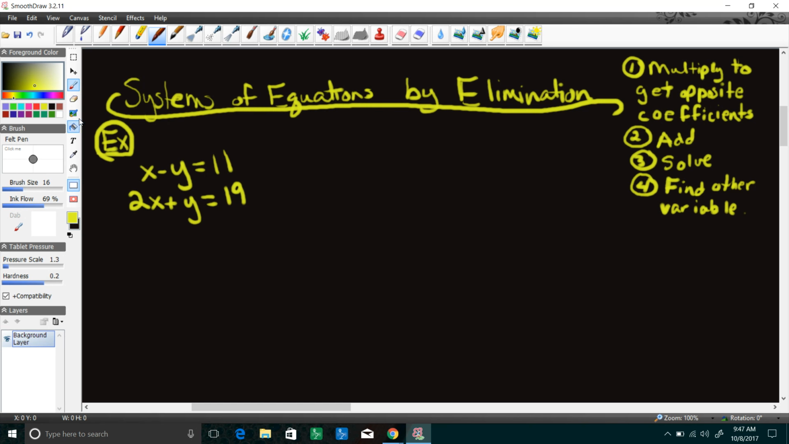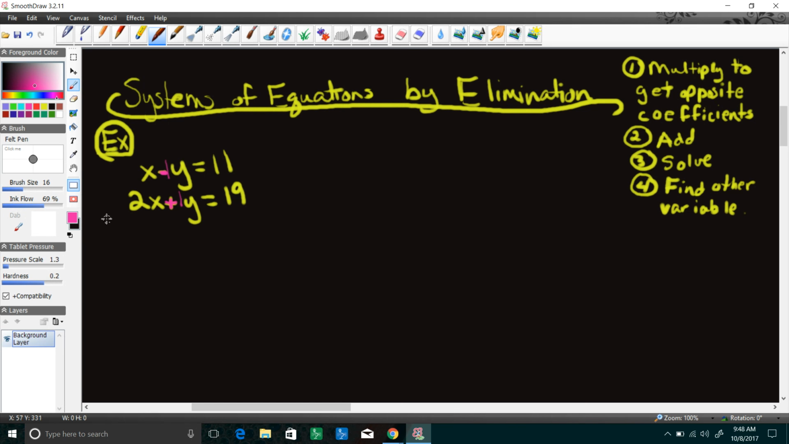So here's how it works. In this problem, we don't have to do step 1 because you can see here that negative y and positive y are opposites of each other. In other words, this has a negative 1, this has a positive 1. You can put the 1 if you need to. And those are opposite coefficients. So step number 1 is already done for us.